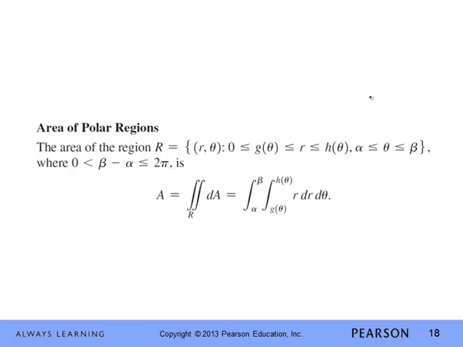So what we were doing is finding the area of polar regions just by integrating the function 1. If you just need to find areas of polar regions, just integrate the function 1, r d theta, over appropriate limits for r and for theta.